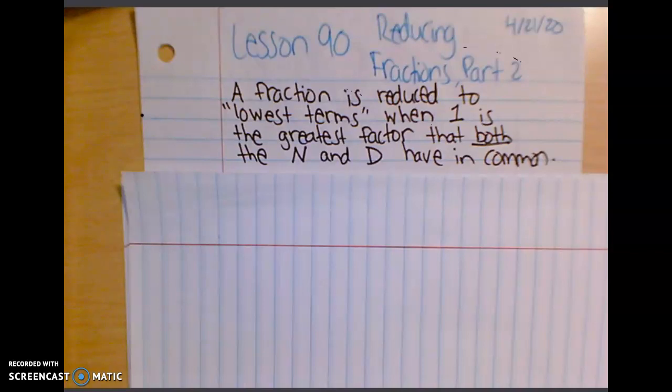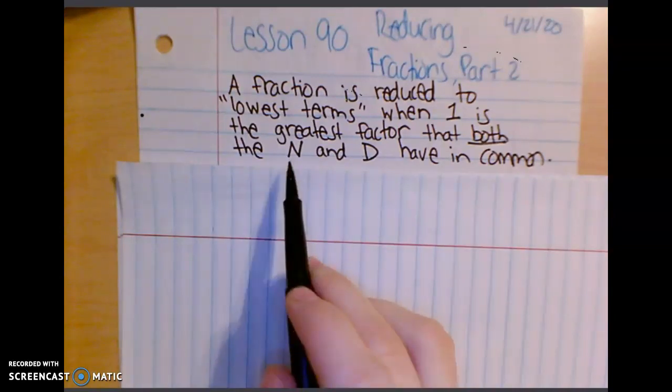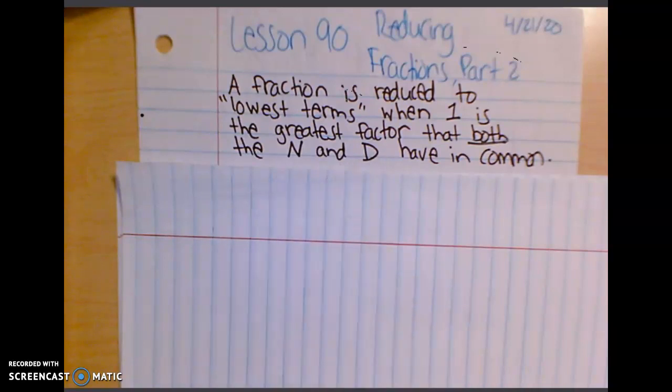We're going to do Lesson 90, Reducing Fractions, Part 2. We did Part 1 way back in Lesson 81, so this should just be a nice review of some information. Again, please take notes. A fraction is reduced to lowest terms when 1 is the greatest factor that both the numerator and denominator have in common.